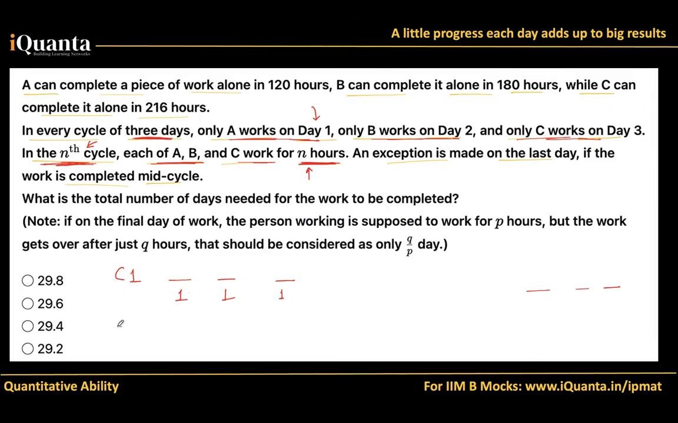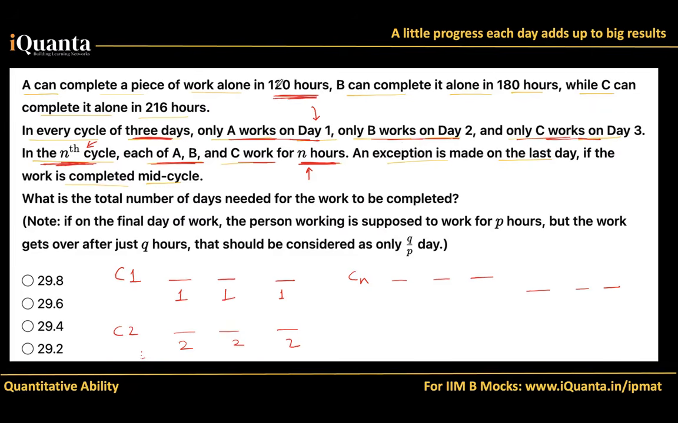And similarly, we'll have cycle 2. In cycle 2, we'll have three people again, A, B, C, but they'll work for 2 hours, 2 hours, 2 hours. Isn't it like this? And similarly, we have nth cycle where they'll be working for n hours, n hours, n hours.